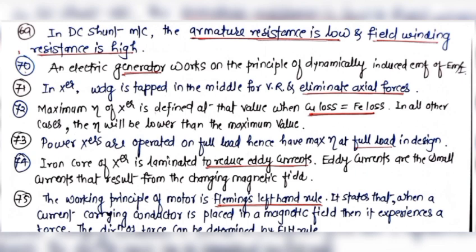Iron core of a transformer is laminated to reduce eddy currents. Eddy currents are the small currents that result from the changing magnetic fields.